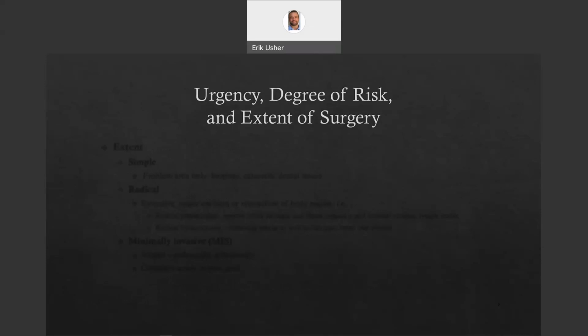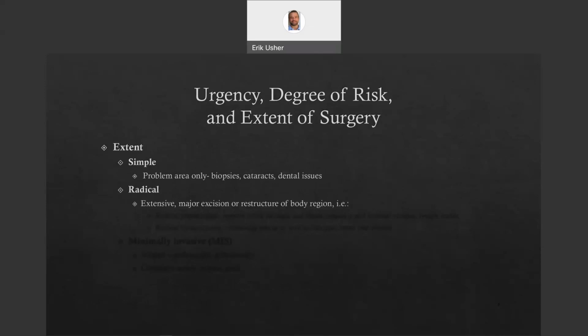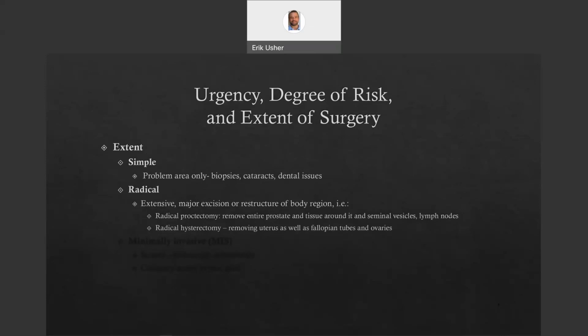And then when we talk about the extent, it could be simple, perhaps a little biopsy, one area, cataract, it's isolated to a smaller area, versus radical. Now, radical is very extensive. There's a major excision or reconstruction of the body. These could be like a radical prostatectomy, remove the entire prostate and the tissue surrounding it. A radical hysterectomy, you're just removing everything, uterus, fallopian tubes, ovaries. Again, radical is just extensive major surgery.